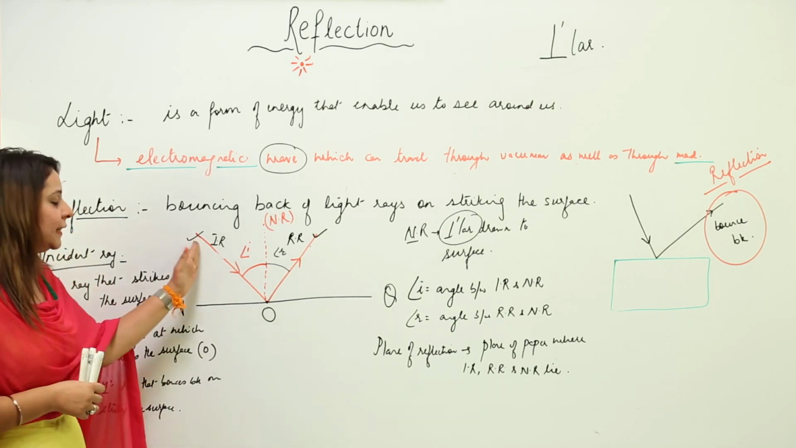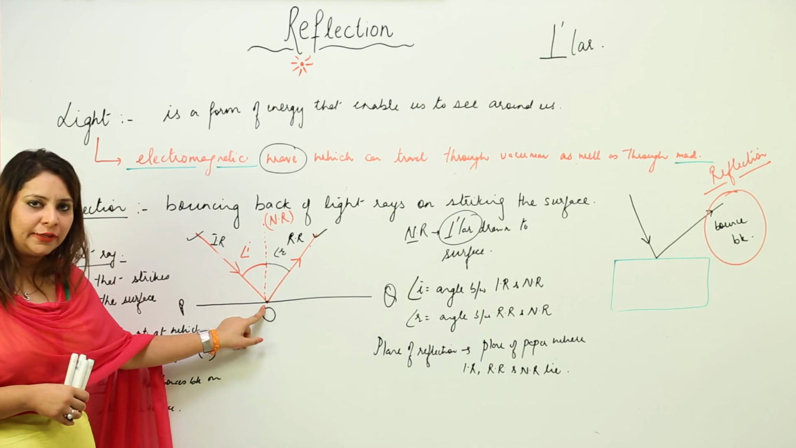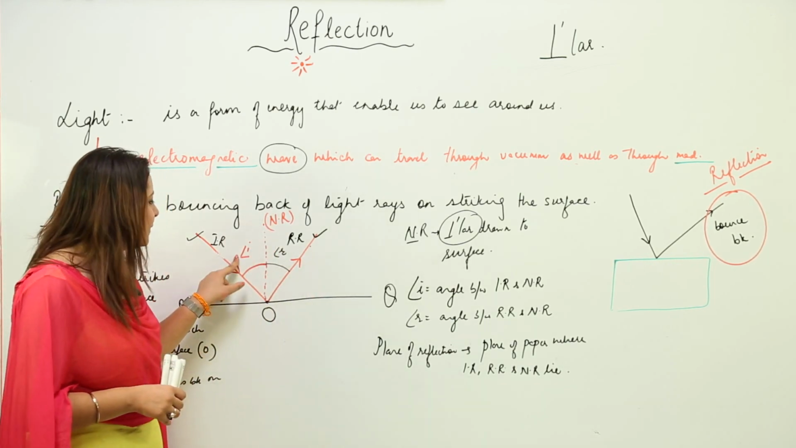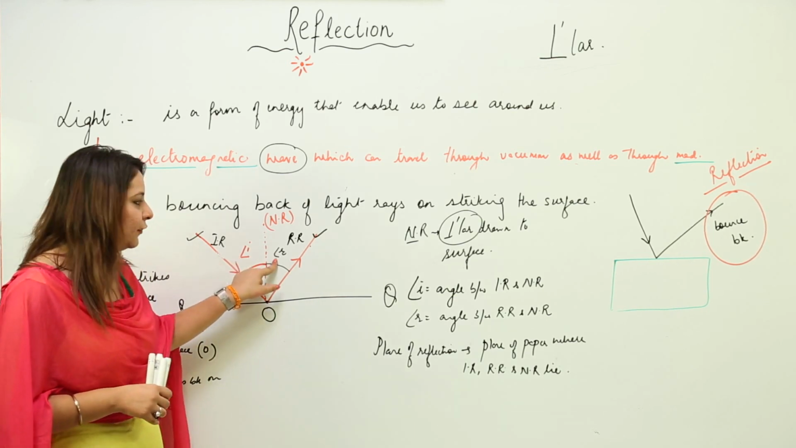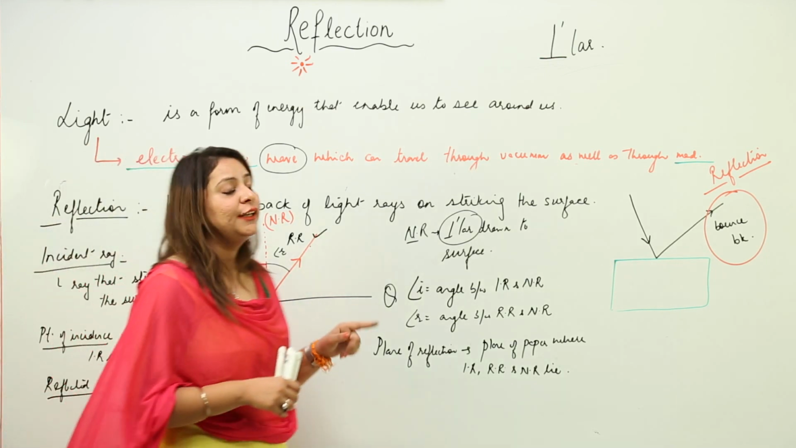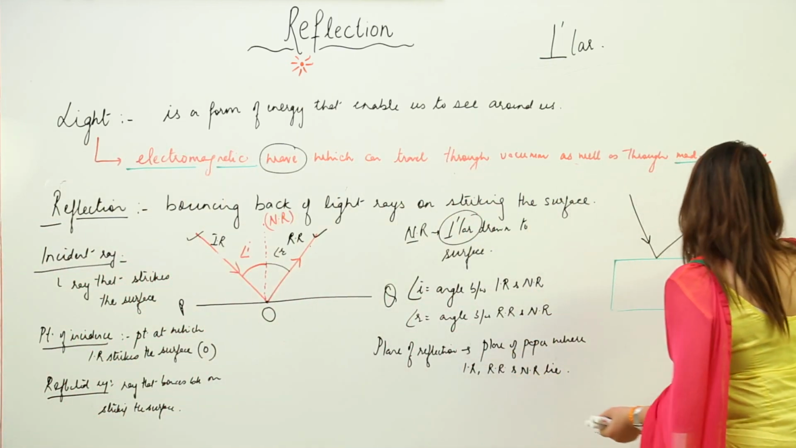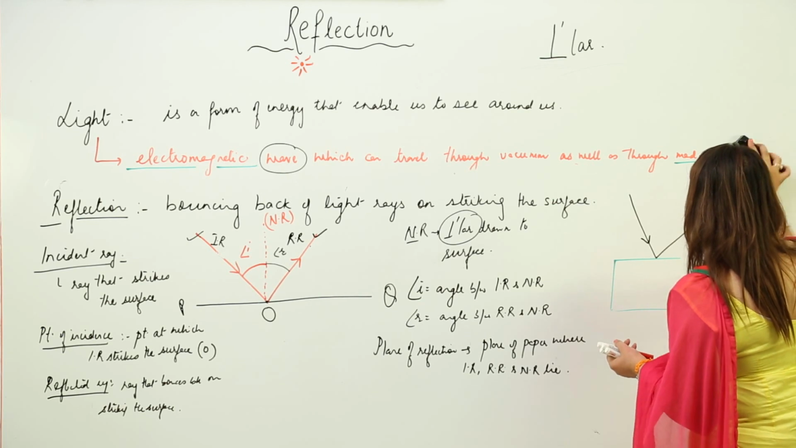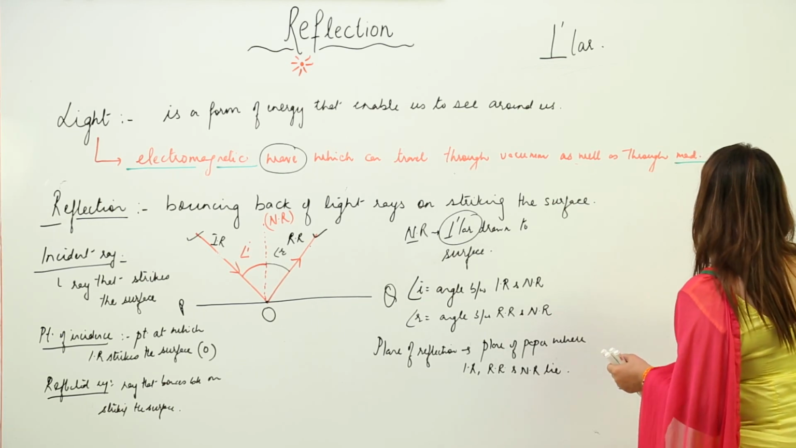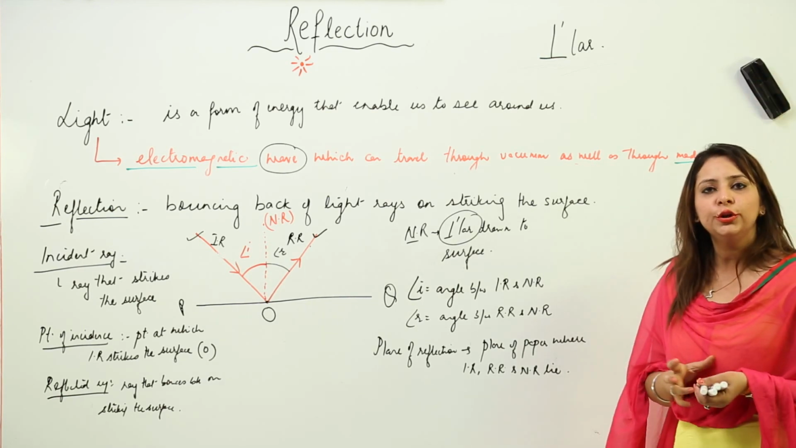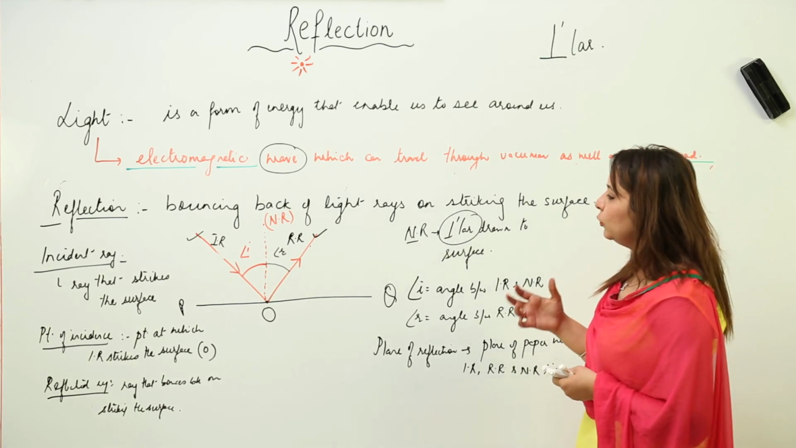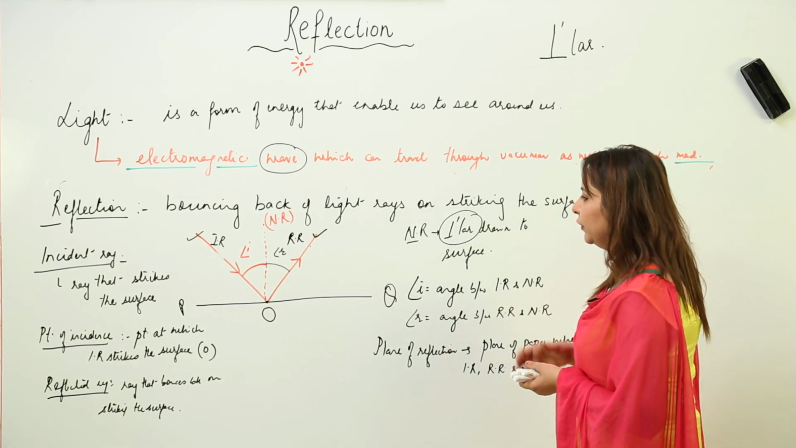I think you got it. This is the incident ray, this is the point of incidence, this is the ray that bounced back, this is the perpendicular, this is the angle of incidence, this is the angle of reflection, and this complete thing is the plane of reflection. Now we are going to start with the laws of reflection, that is, whenever reflection takes place from any surface, what kind of observation do you always see. But before we do that, I just want to make you familiar with one more thing.